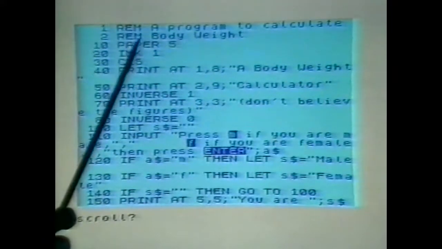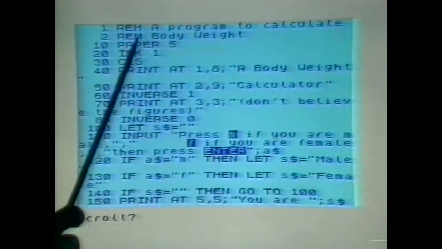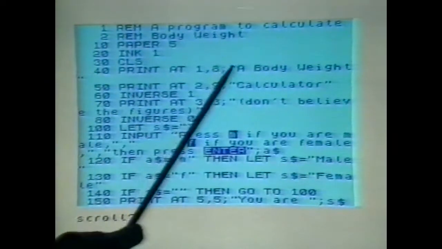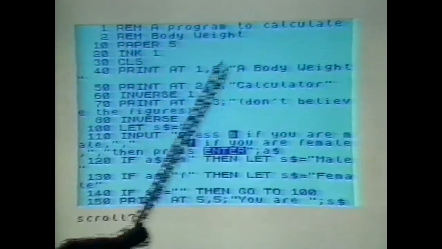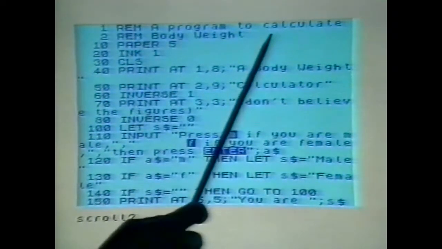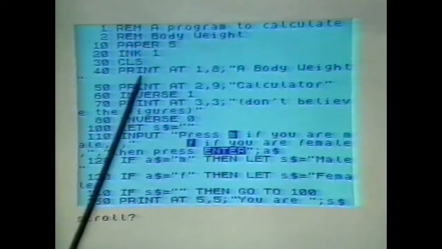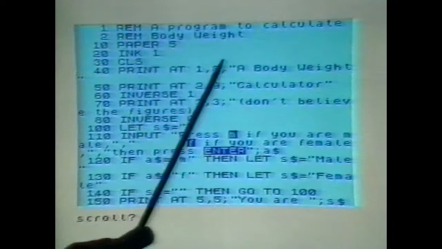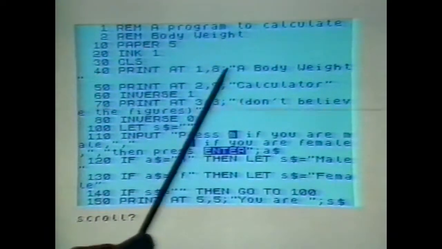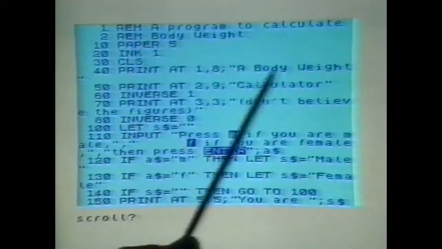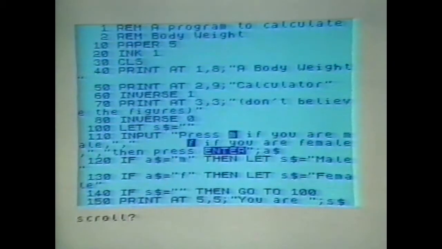Position 8 is about there. So a body weight, which I put inside quotation marks, will be printed along that part of the screen. Anytime that we want to print fixed information, information that's never going to change, we can simply put a quotation mark there and a quotation mark there. Whatever we put between those quotation marks will be printed.